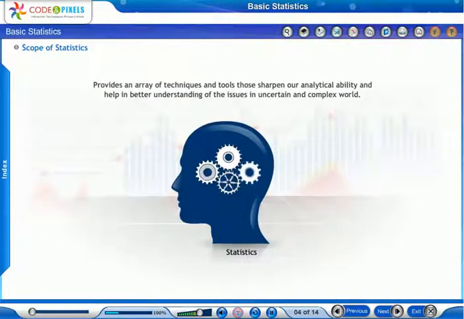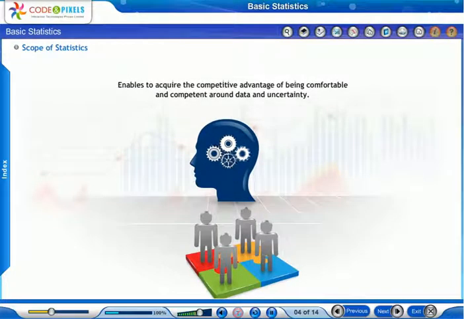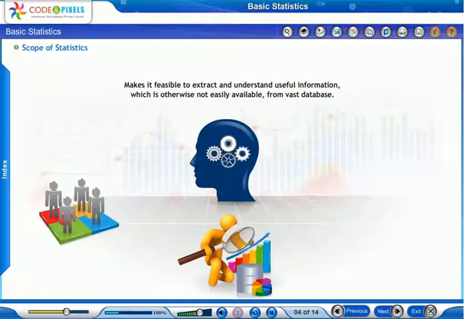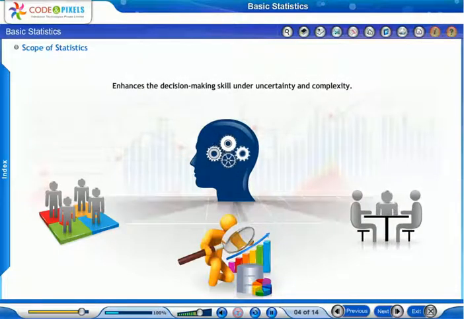Statistics provides an array of techniques and tools. Those sharpen our analytical ability and help in better understanding of the issues in an uncertain and complex world. It enables us to acquire the competitive advantage of being comfortable and competent around data and uncertainty. It makes it feasible to extract and understand useful information which is otherwise not easily available from a vast database, and enhances the decision-making skill under uncertainty and complexity.